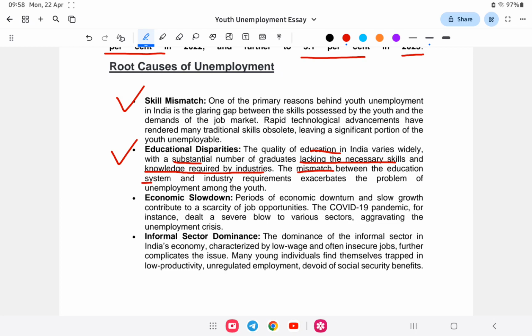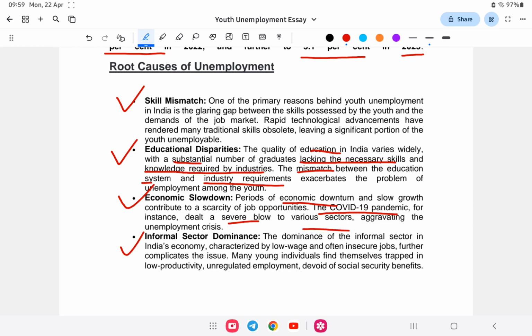This creates a problem of mismatch between the education system and industry requirement. Next, economic slowdown. Because of the COVID-19 pandemic, India and the rest of the world, especially India, faced an economic slowdown. Because of this, GDP decreased and economic activities decreased. This decreases the employment rate of the country. Periods of economic downturns and slow growth contribute to the scarcity of job opportunities. The COVID-19 pandemic, for instance, dealt a severe blow to various sectors.